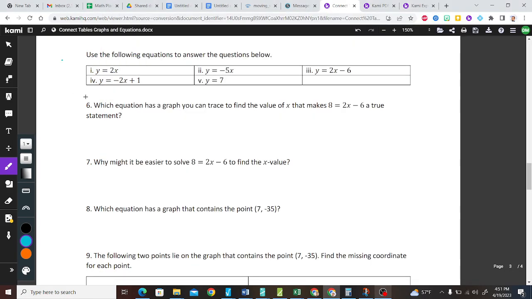So going to make page 3 here. Which equation has a graph that you can trace to the value x that makes 8 equals 2x minus 6 a true statement? Well, it's the one that has 2x minus 8. So, graph 3.